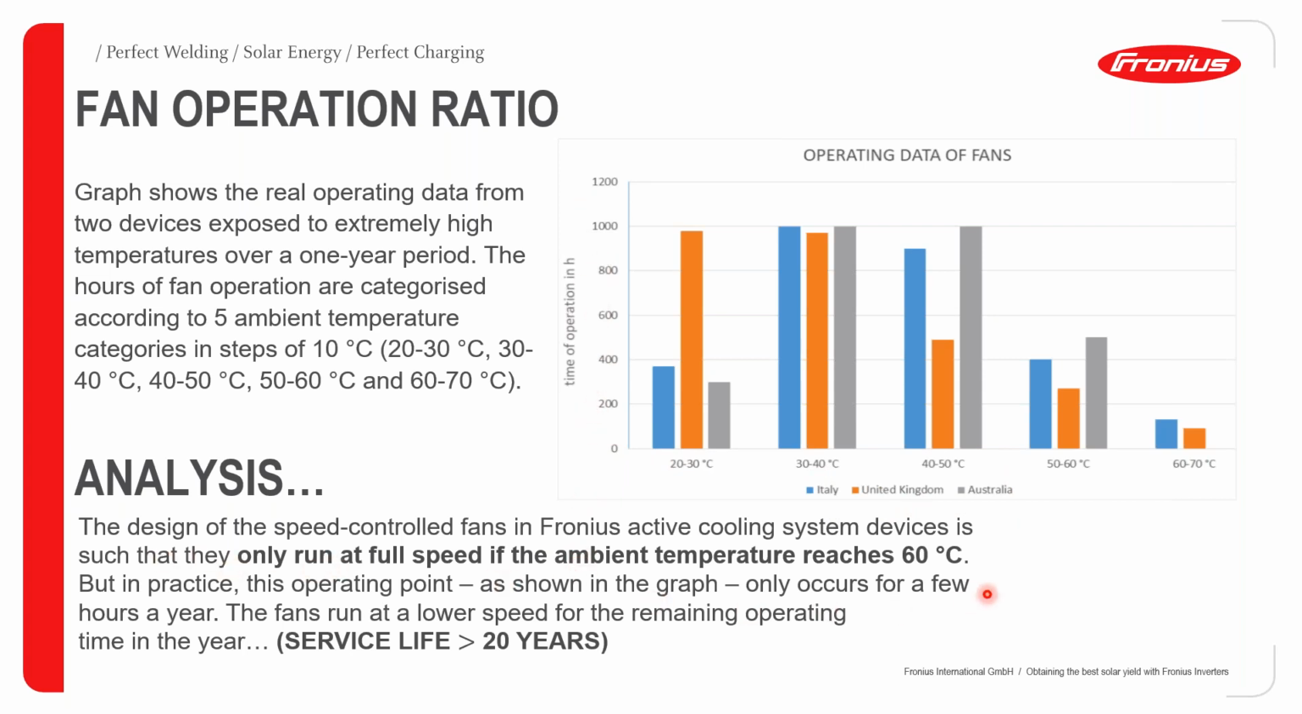And we can see that, as I mentioned earlier, the speed of the fan is thermally controlled, and it will only run at full speed when the ambient temperature reaches 60 degrees Celsius. This means that the heatsink temperature will still be a lot higher than 60 degrees Celsius. But in practice, this operating point, as shown in this graph, occurs for only very few hours per year. And therefore, the fans will remain operating, like I said, for a life comparable to that of the inverter, nearly the same.